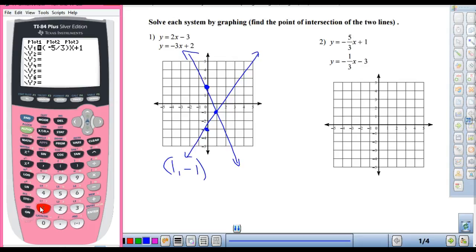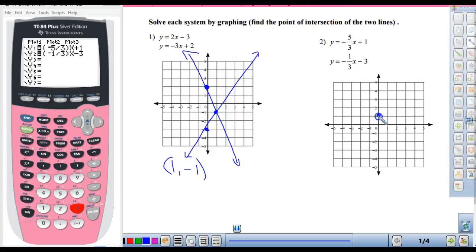Okay, then we're going to go down. And we've got parentheses, negative 1/3. So negative 1 divided by 3. X, what, minus 3? It looks like that. All right, let's plot our y-intercept. So on the top one, my y-intercept is 1. Bottom one, my y-intercept is negative 3. All right, so we hit graph.